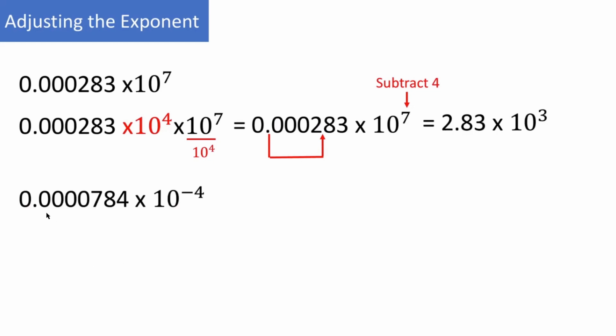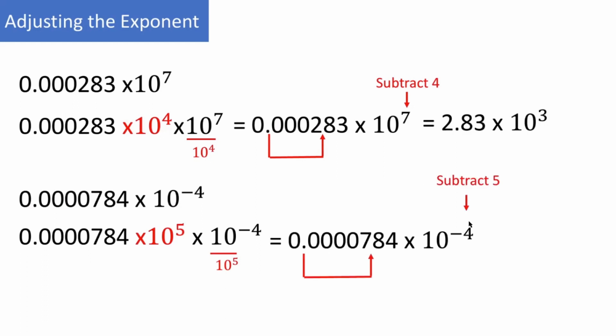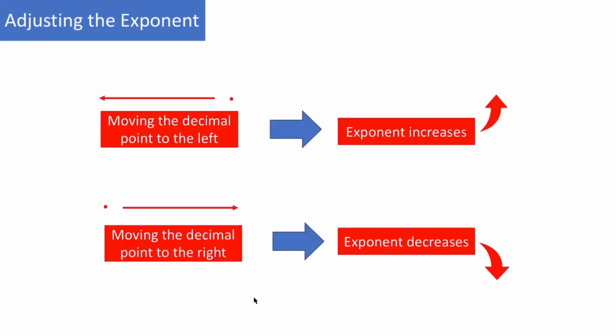Another example, same situation. I'm going 1, 2, 3, 4, 5. So multiply by 10 to the power 5, I'm dividing by 10 to the power 5. So now, again, this will be subtracting 5 from minus 4. Minus 4, minus 5, gives you minus 9. Now, if you are moving the decimal point to the left, your exponent is going to be increased. If you move the decimal point to the right, your exponent will decrease.